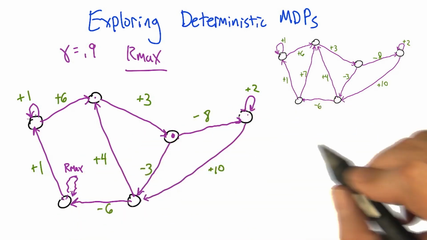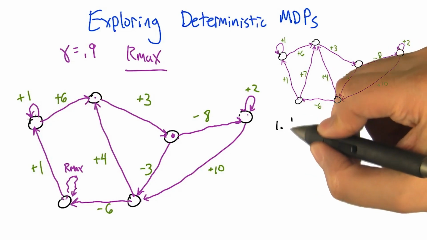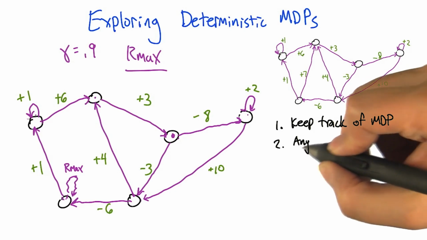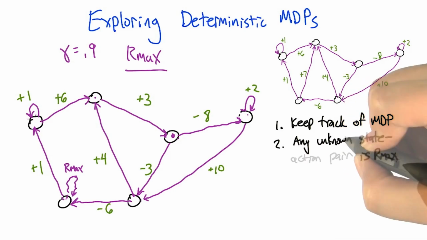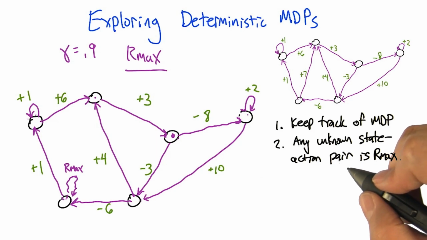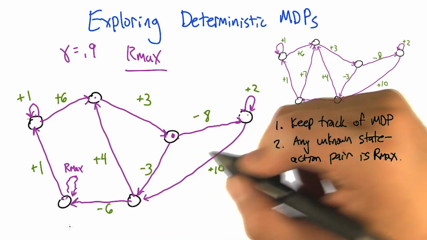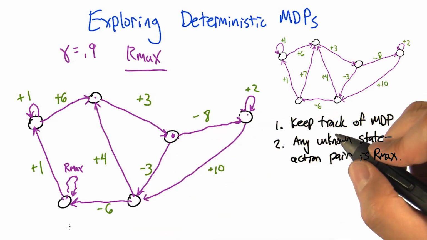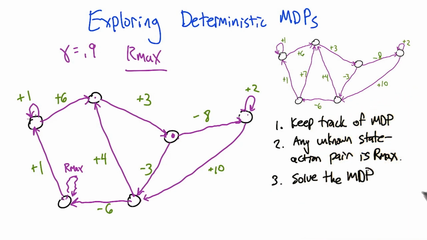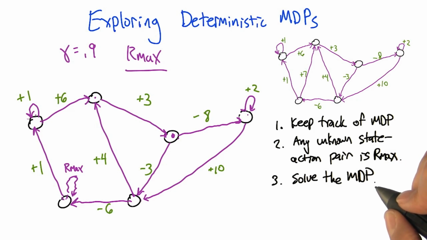All right, let's write down the steps so that we don't have to hold them in our head so long. So 1, keep track of the MDP we have so far. And 2, we're saying that any unknown state action pair is an Rmax self loop. So we can get the maximum amount of reward, and we can get back to that state and get it again and again. So clearly there's no policy that's going to be better than that from that state. Then 3, solve the MDP assuming 1 and 2.